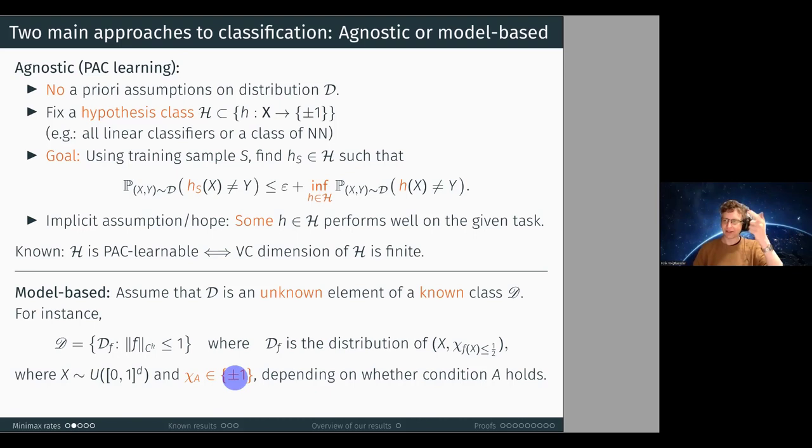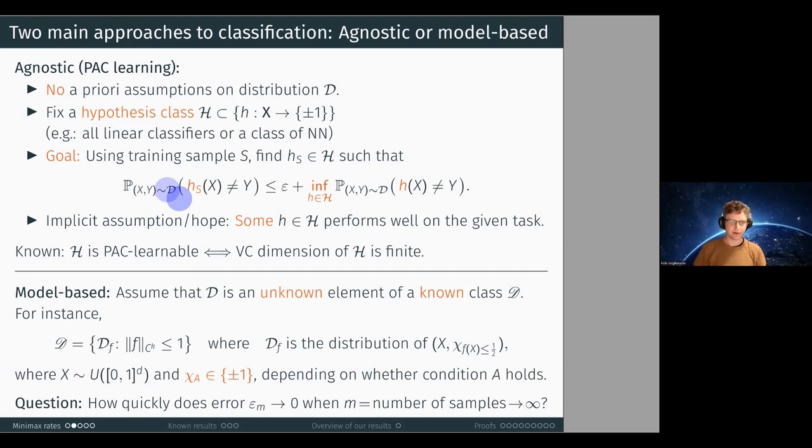And so you could have an assumption like this, which would be a model-based assumption, that you know that the true distribution belongs to this class, but you don't know which C^K function it is that is underlying the true distribution. And then the question is, how quickly will the error of misclassification, when you learn in an optimal way, go to zero when the number of samples goes to infinity? And of course, if your distribution class is very bad, it might even be that the error doesn't go to zero at all. But the question is, does this happen? And if yes, how quickly?